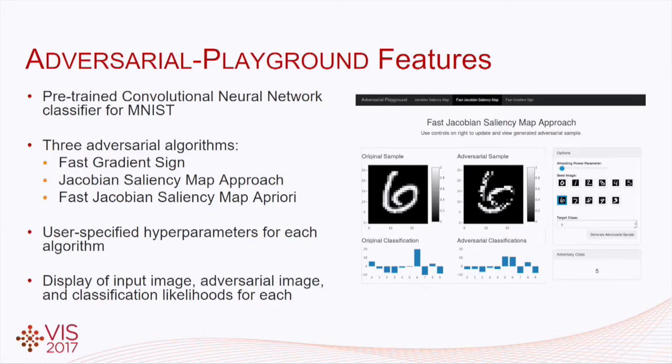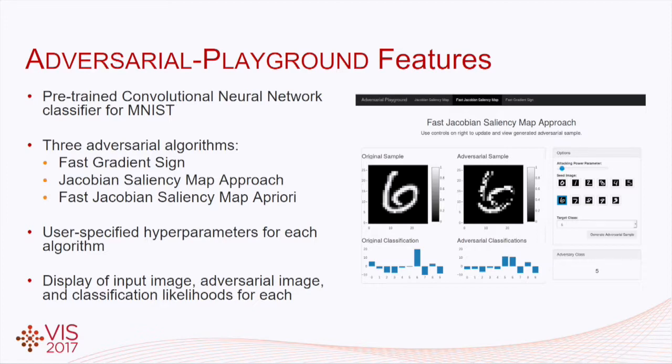And so Adversarial Playground features a pre-trained convolutional neural network classifier for the MNIST data set. It allows users to select from any one of 3 adversarial algorithms. The first 2, fast gradient sign and Jacobian saliency map approach, have been published and studied in literature.